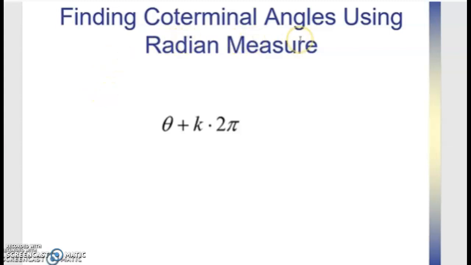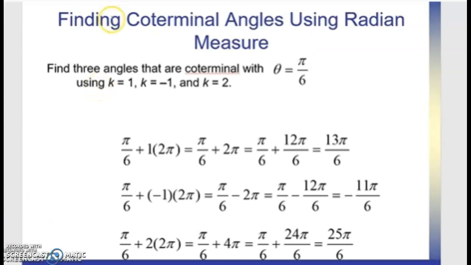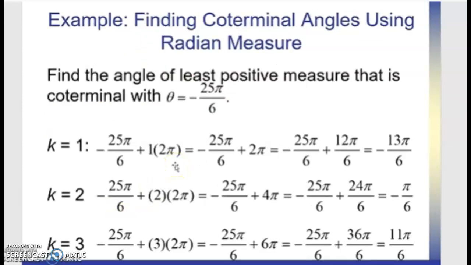Finding coterminal angles using radian measures. So to find a coterminal angle using radian measures, the formula is the angle measure represented by theta plus k, that's the integer, times 2 pi. Some examples: find 3 angles that are coterminal with the angle pi over 6, using k equals 1, -1, and also k equals 2. I will talk about one of these examples.